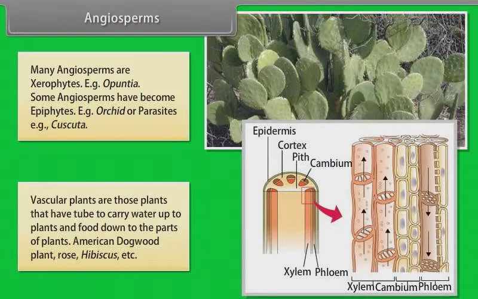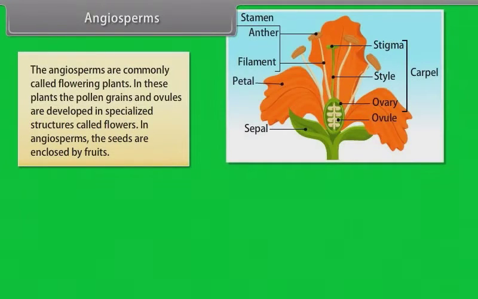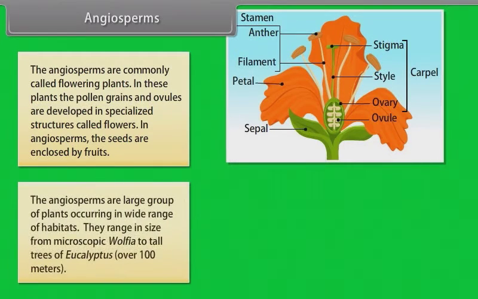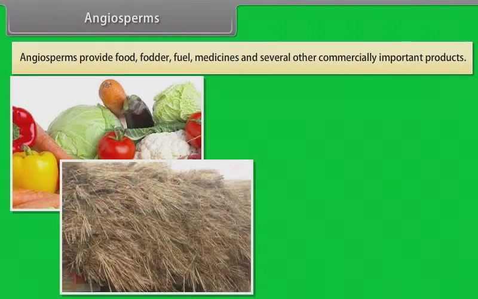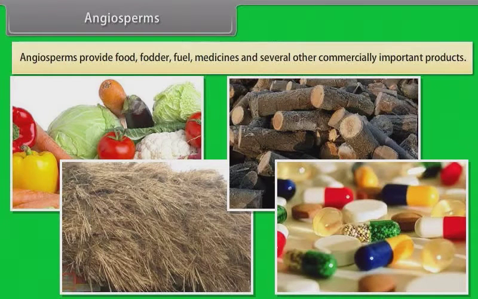Vascular plants are those plants that have tubes to carry water up to the plants and food down to the parts of plants, for example the American dogwood plant, rose, hibiscus, etc. The angiosperms are commonly called flowering plants. In these plants, the pollen grains and ovules are developed in specialized structures called flowers. In angiosperms, the seeds are enclosed by fruits. The angiosperms are a large group of plants occurring in a wide range of habitats. They range in size from microscopic Wolffia to tall trees of Eucalyptus over 100 meters. Angiosperms provide food, fodder, fuel, medicines, and several other commercially important products.